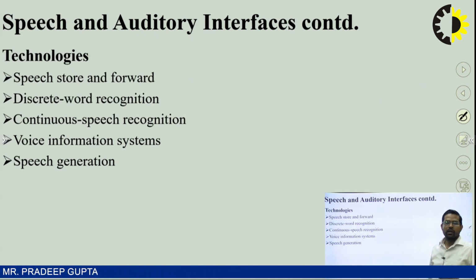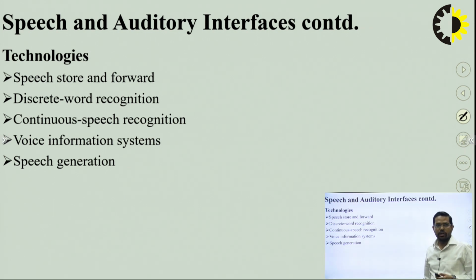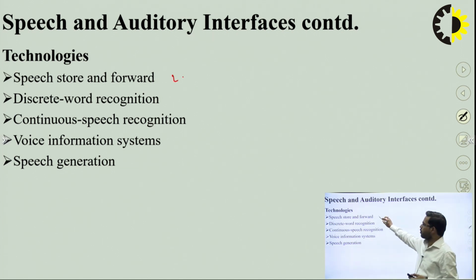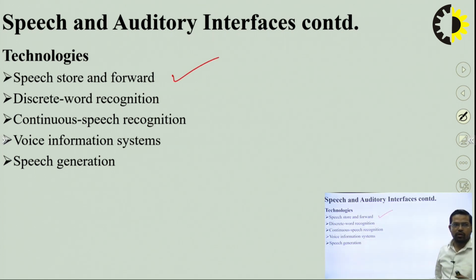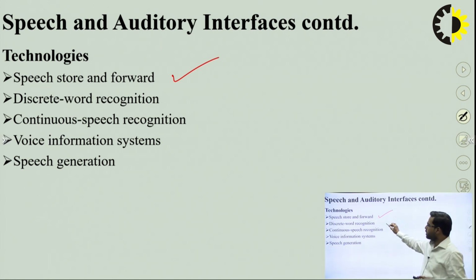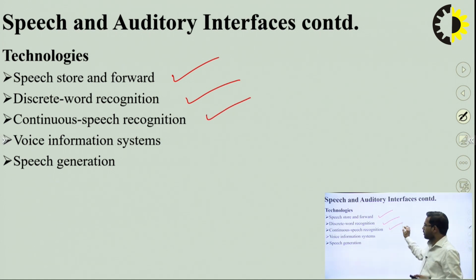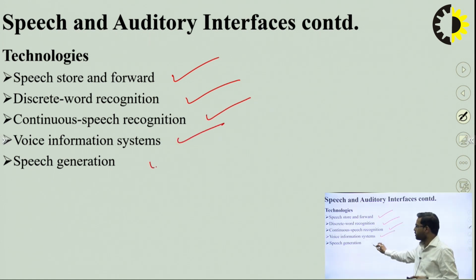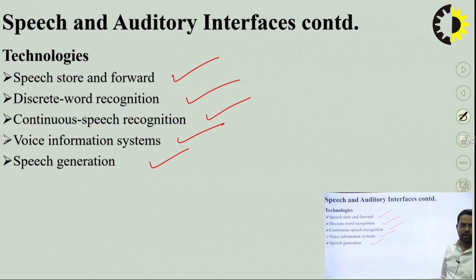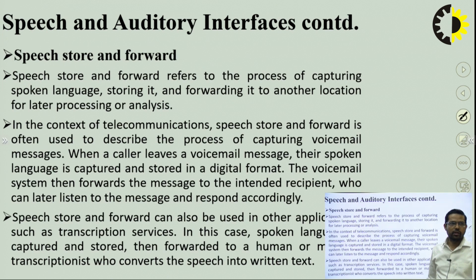Okay, some of the technologies used in speech and auditory interfaces. The first technology is speech store and forward. We will discuss them one by one. The technologies are speech store and forward, discrete word recognition, continuous speech recognition, voice information systems, and speech generation. These are the 5 technologies we use in speech and auditory interfaces in today's scenario.